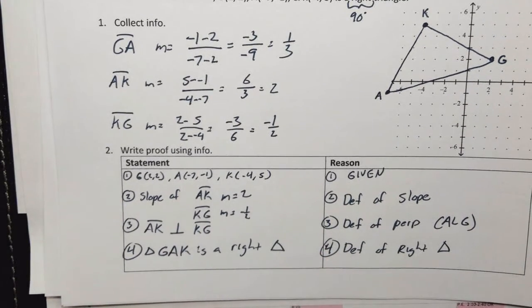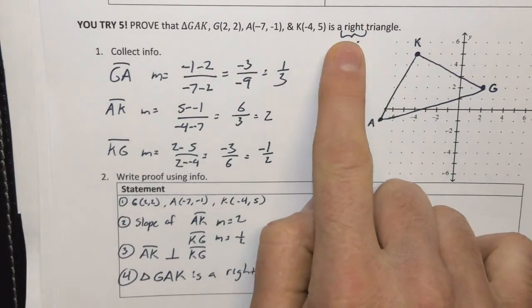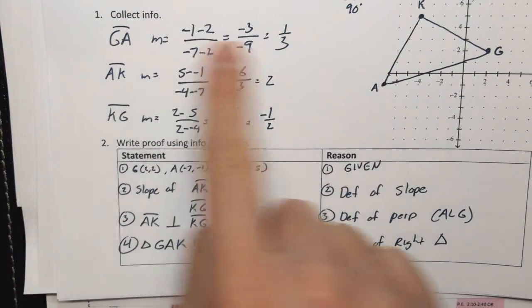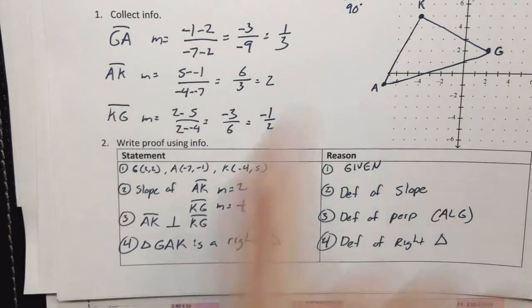Here's our answer for you try it problem number 5. What we have right here is our work for our slopes. Once again, we're dealing with a right angle, which is 90 degrees, so we're looking for perpendicular slopes. The first slope we really didn't need to do. If you look at the picture, you're going to know that GA is not part of that 90-degree angle, so if you didn't do that part, you don't need to.